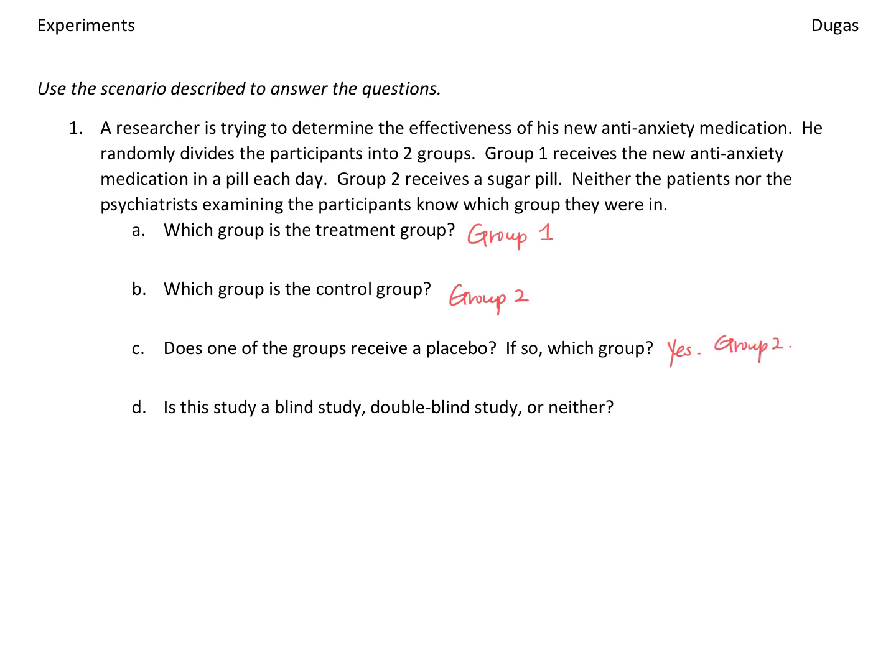Because group 2 is receiving a sugar pill. So they don't know if it's a sugar pill or the actual pill. And so they're trying to control for any mental effects, that maybe they just feel like they're getting better because they think they're being treated, when in actuality they're just receiving a placebo. Is this study a blind study, double-blind study, or neither? So in the last statement, it says neither the patients nor the psychiatrists know which group they were in. So that would be a double-blind study.